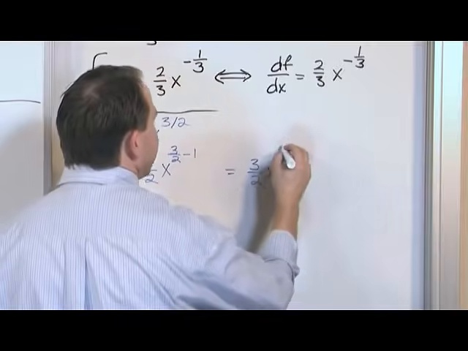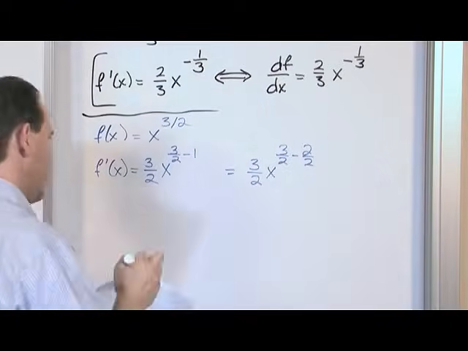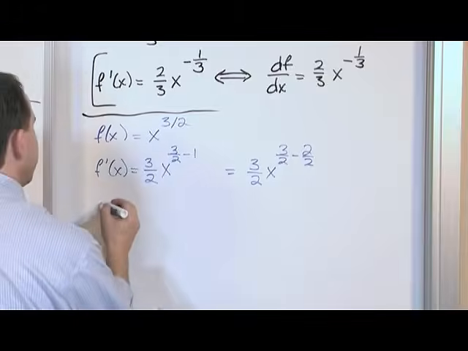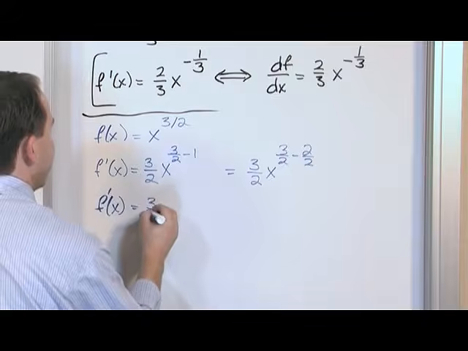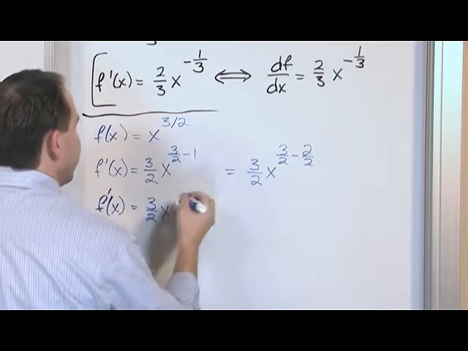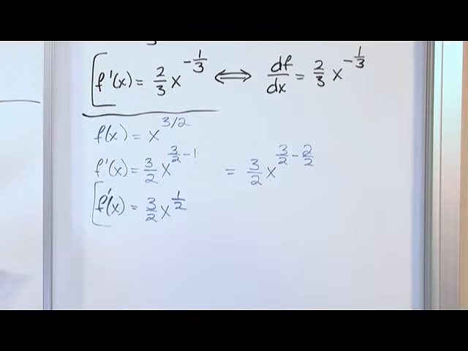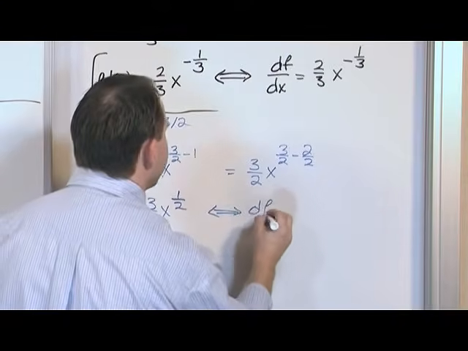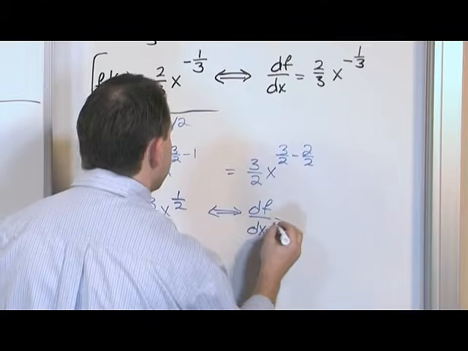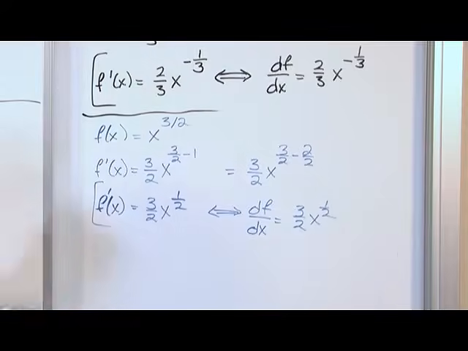What is this going to be? It's going to be 3 halves minus 2/2 to get a common denominator here. All right, so f prime of x is going to be equal to 3 halves x. 3 minus 2 is 1, so 1 half. 3 halves x to the 1 half, which is exactly the same if we write it differently. df dx is equal to 3 halves x to the 1 half. Exactly the same thing. So we can write it both ways.